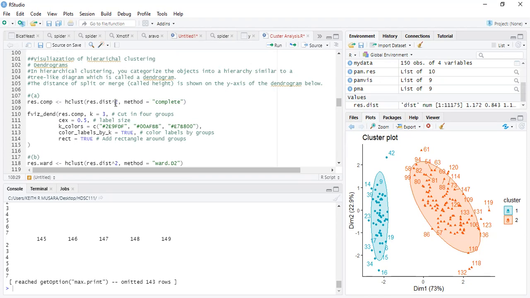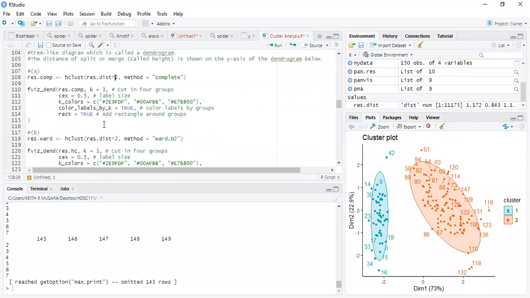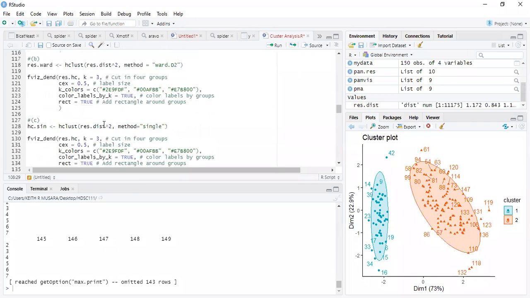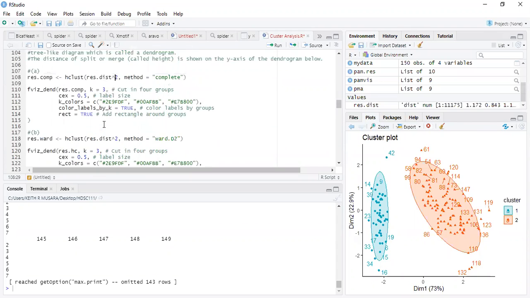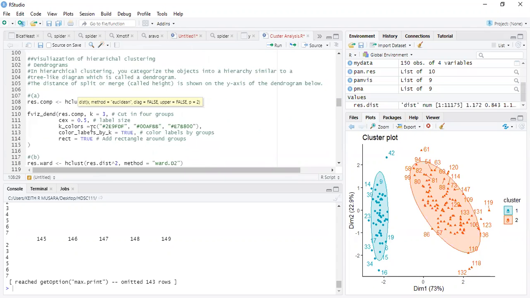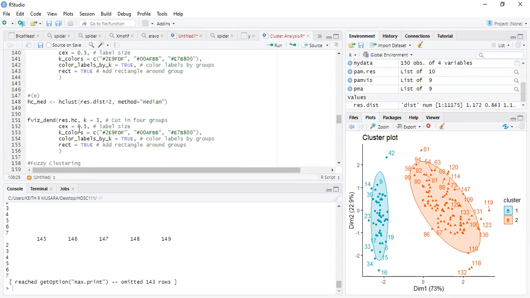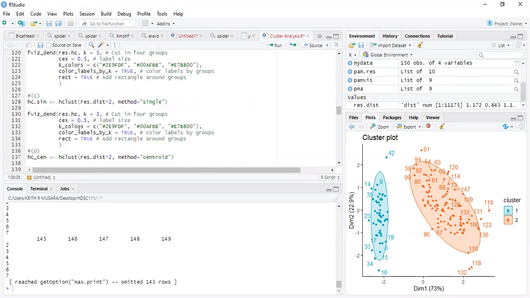Now, the distance measure, let me change it. Which distance measure did I use throughout? Okay, I used the squared distance measure. Now, after we had calculated the distance measure, there are almost how many of them? Five methods under hierarchical clustering.